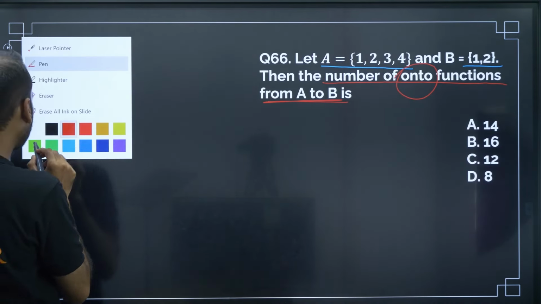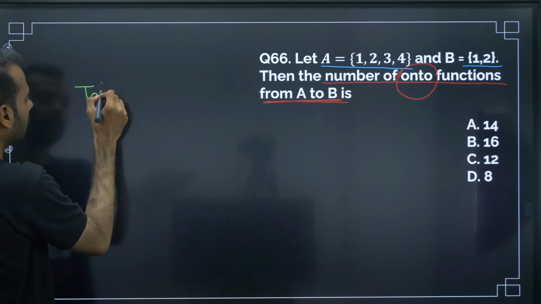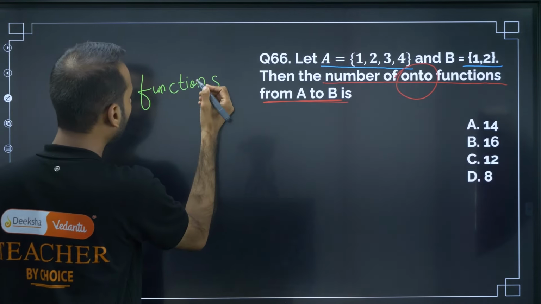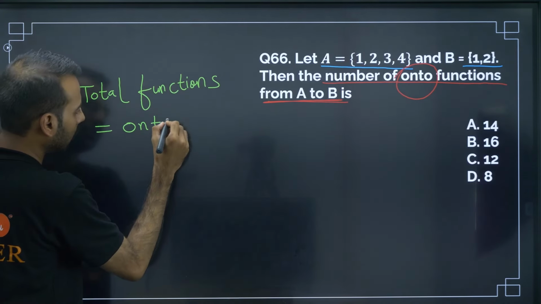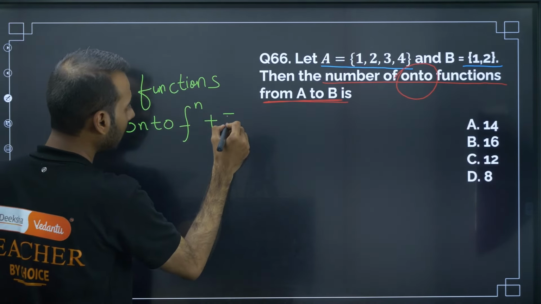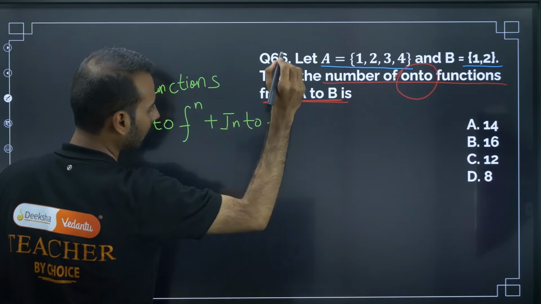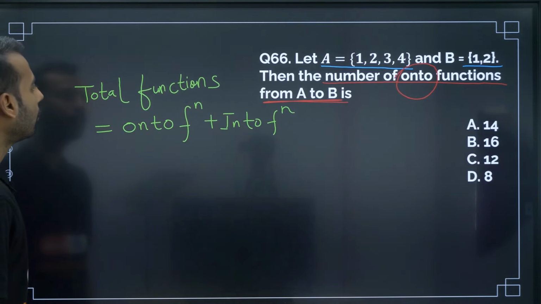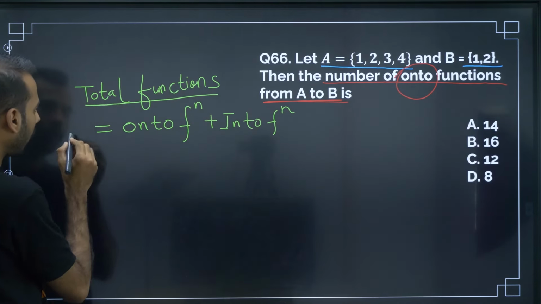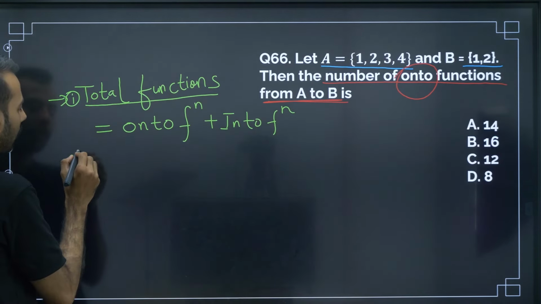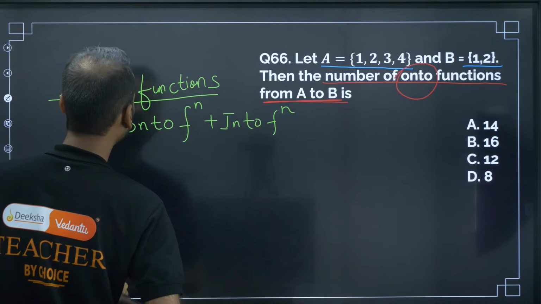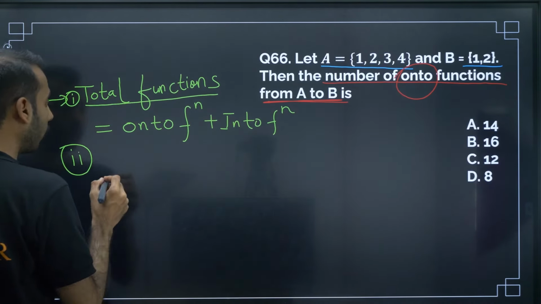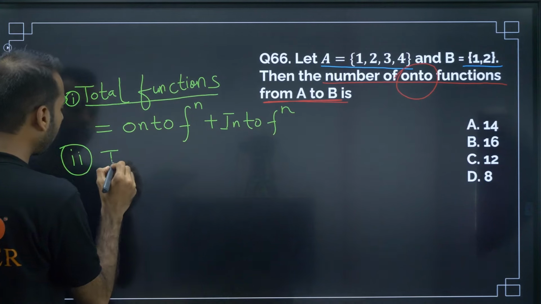Now, some synopsis you should be knowing. Total functions will be equal to onto functions plus into functions. The total number of functions is onto functions plus into functions. This is one synopsis point. Now how to find total functions?